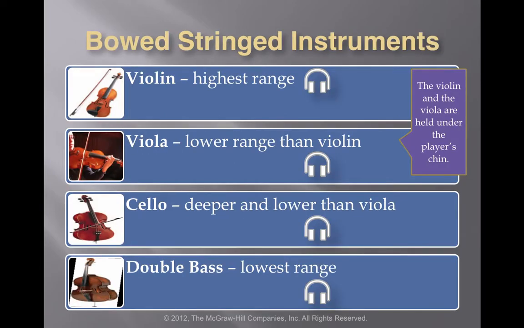And here we have examples of our orchestral stringed instruments. Of course, instruments that are not on this slide include things like the guitar and the harp and the banjo, ukulele, various other stringed instruments. But for this particular chapter, we're looking primarily at orchestral instruments.